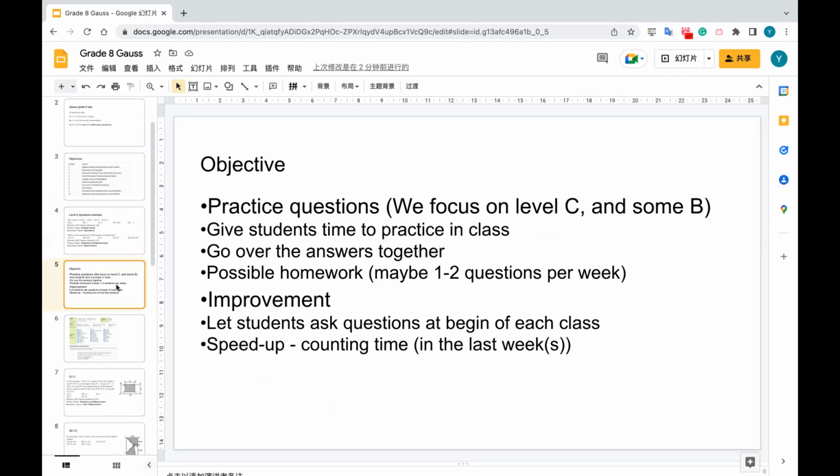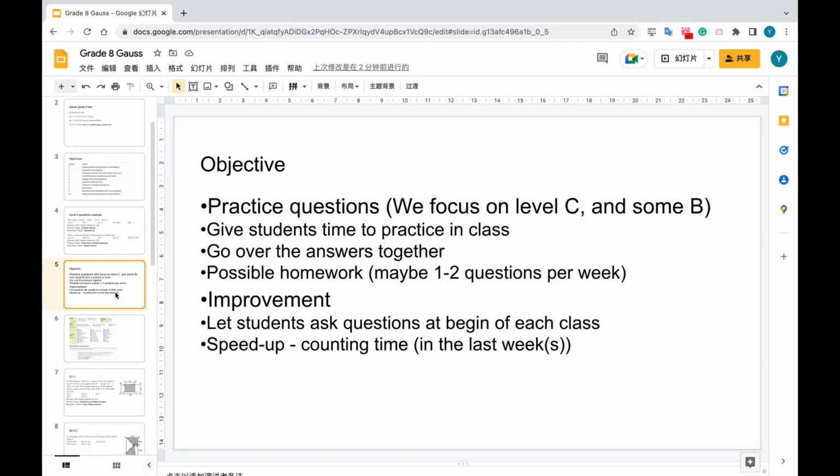All right, like I said, we're going to focus on level C. From previous year questions, we might pick number 19 or number 20 from level B if necessary. We're going to practice questions together in class. Every time I'm going to give you about 2 or 3 minutes to read and think about the questions, get a general idea how to do them, and then we're going to go over the questions together.